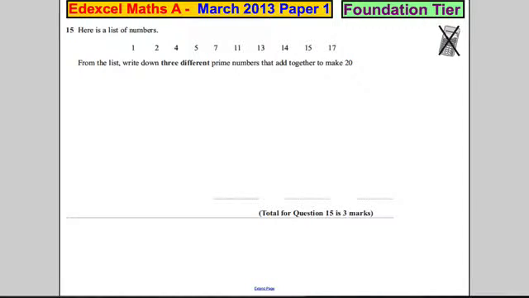Question 15. Here is a list of numbers. From the list, write down 3 different prime numbers that add together to make 20. So, key information: 3 numbers. They must be different, and they must be prime, and they must add to 20. Okay, you really need to know your list of prime numbers.